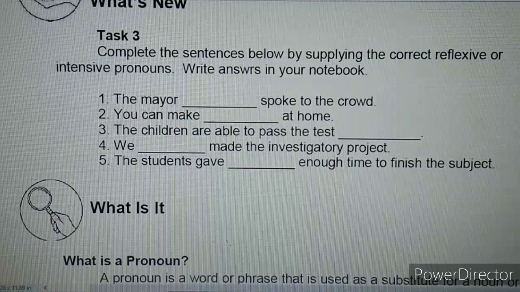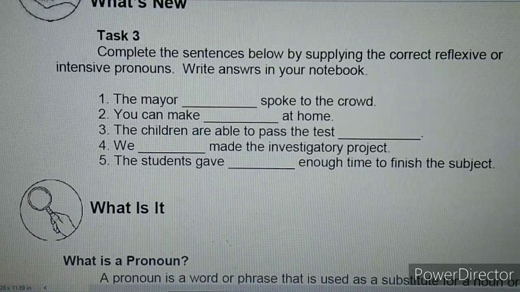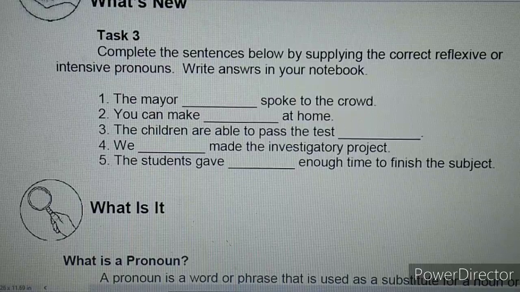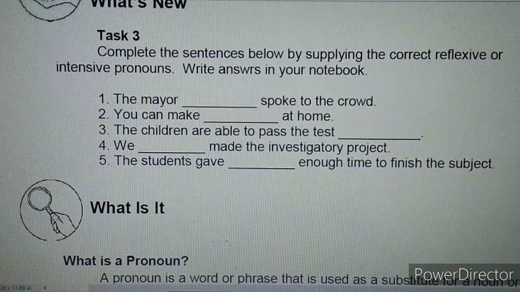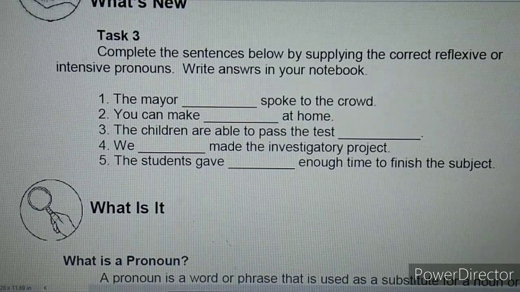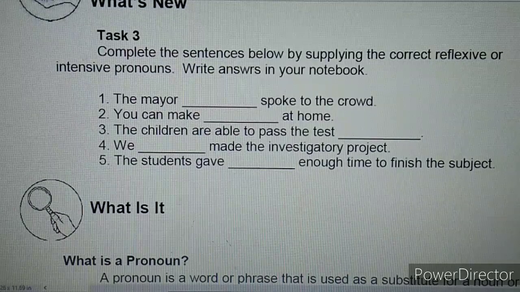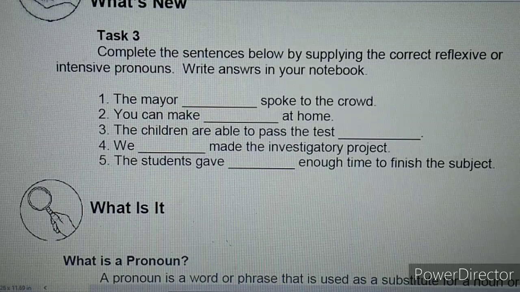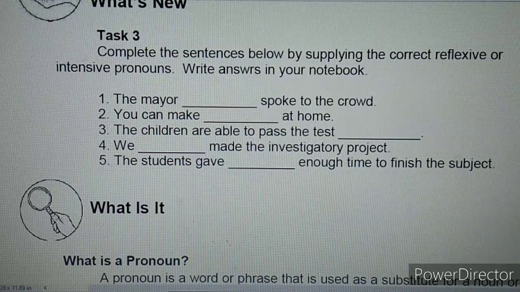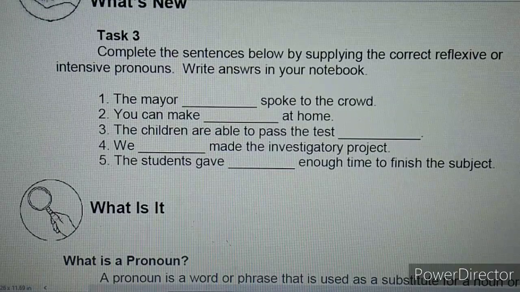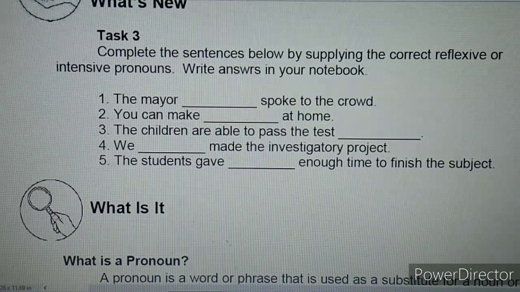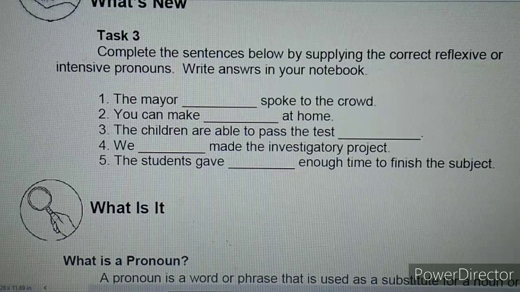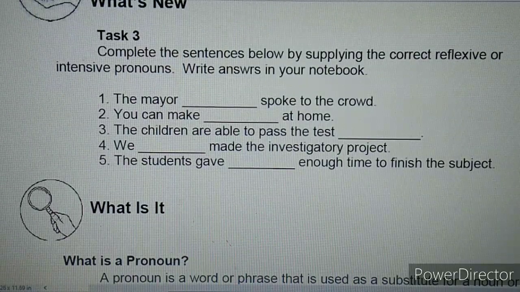This time we are now on Task 3, and you are going to complete the sentences below by supplying the correct reflexive or intensive pronouns. Again, you are going to write your answer in your answer sheet. So let's proceed to number 1. The mayor blank spoke to the crowd. What do you think is the correct reflexive or intensive pronoun? The correct answer for number 1 is himself.